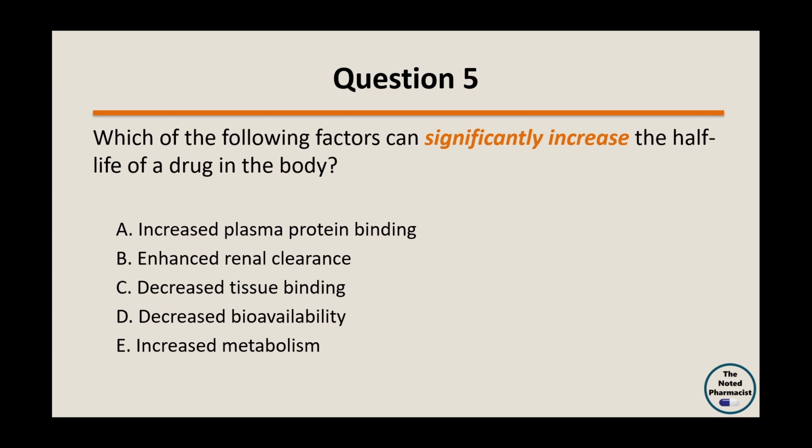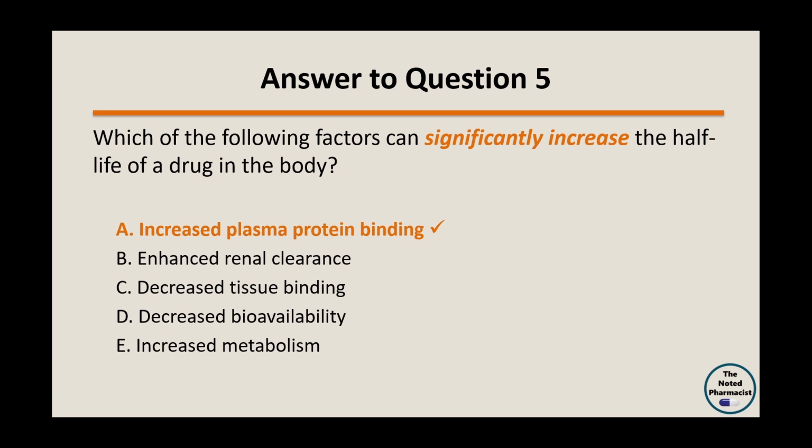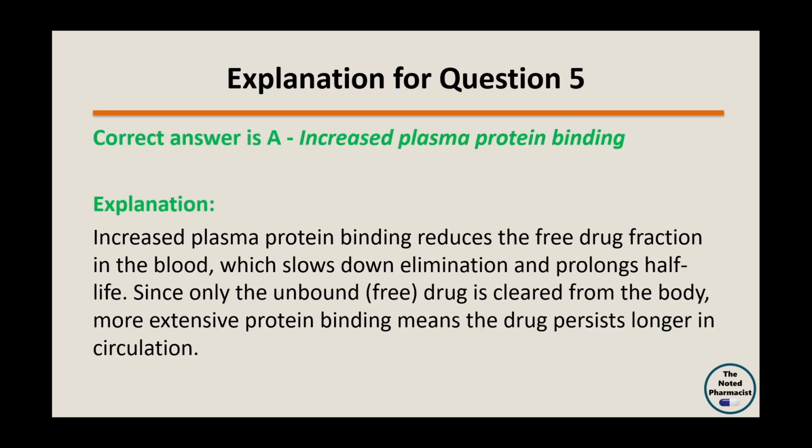The correct answer is option A, increased plasma protein binding. Explanation is as follows. Increased plasma protein binding reduces the free drug fraction in the blood, which slows down elimination and prolongs half-life. Since only the unbound, free, drug is cleared from the body, more extensive protein binding means the drug persists longer in circulation.